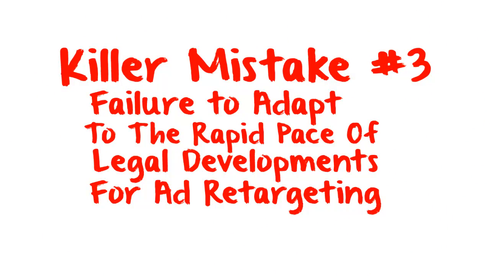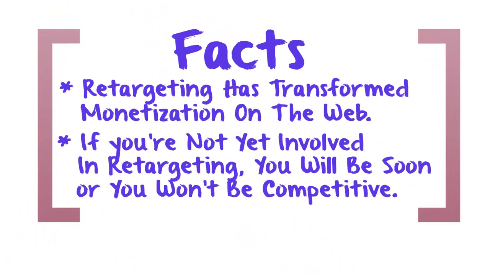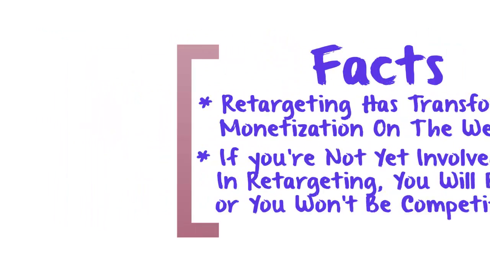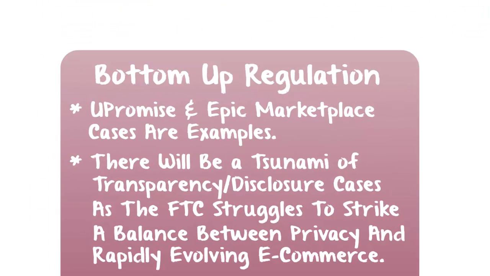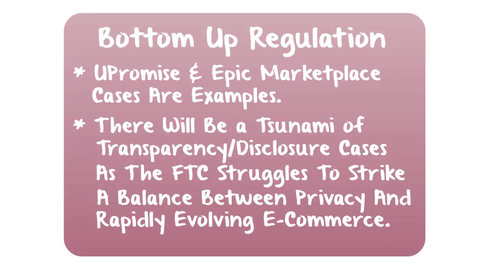And then killer mistake number 3: failure to adapt to the rapid pace of legal developments for ad retargeting. Now, there are a couple of important facts here. We know now that retargeting has transformed monetization on the web. It's woven into the very fabric of the internet today, and it happened relatively rapidly. And if you're not yet involved, as I've indicated, in ad retargeting, you will be soon. And a final fact: FTC regulators are going to continue to struggle with the rapid growth of tracking tools and methodologies, right? So there's going to be bottom-up regulation and also top-down, which we'll cover in just a second.